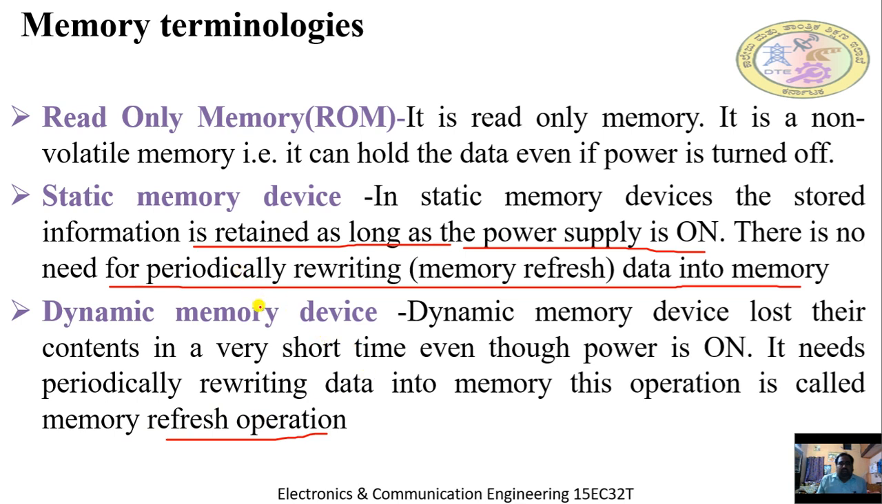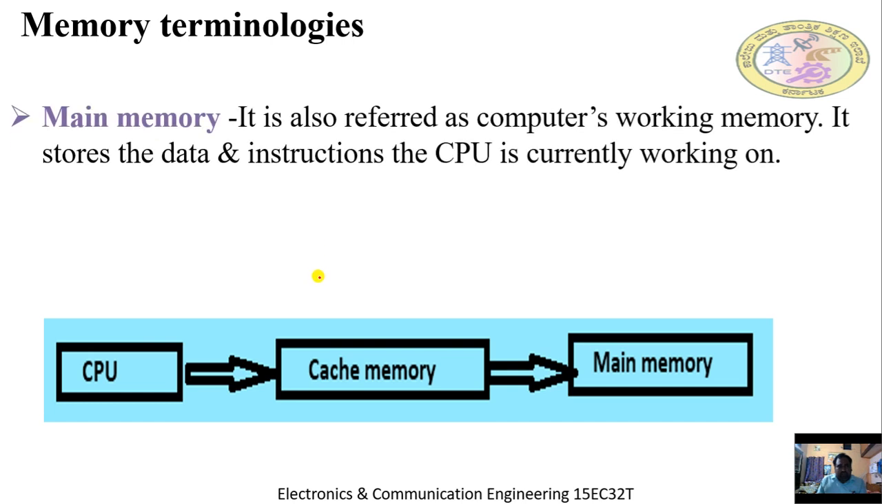We will see these two operations in detail while discussing the different versions of the RAM. Next one is the main memory. It is also referred to as the computer's working memory, and it stores the data and instructions the CPU is currently working on. The main memory is used by the computer in executing programs. The memory should be able to respond fast enough to match the execution speed of the CPU. The CPU usually works at a faster rate.